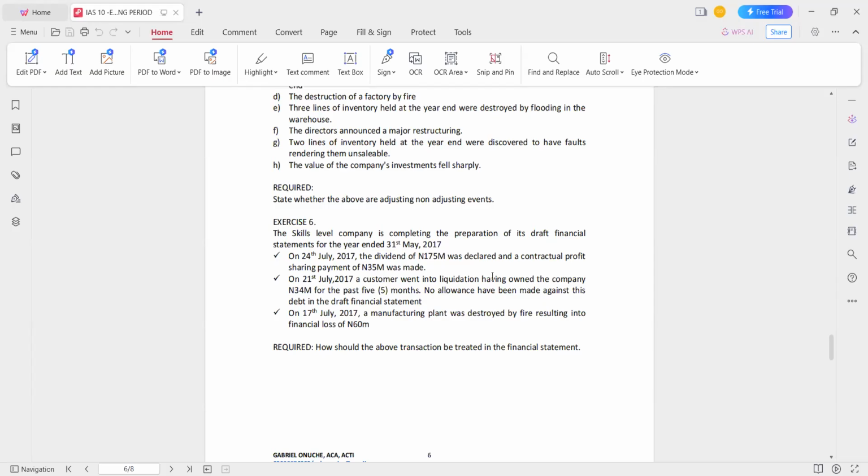So is this owned or owed? It's owing, it's a typing error. I will correct that. It's owing the company 34 million. Go ahead. Okay. No allowance has been made against these debts in the draft financial statements. On 17 July 2017, a manufacturing plant was destroyed by fire, resulting in a financial loss of 60 million. Required: how should the above transactions be treated in the financial statements?